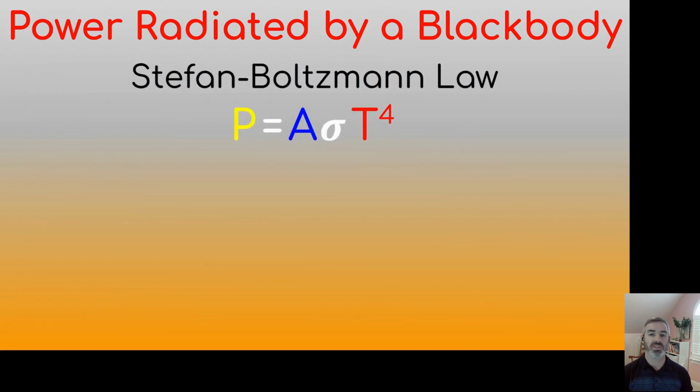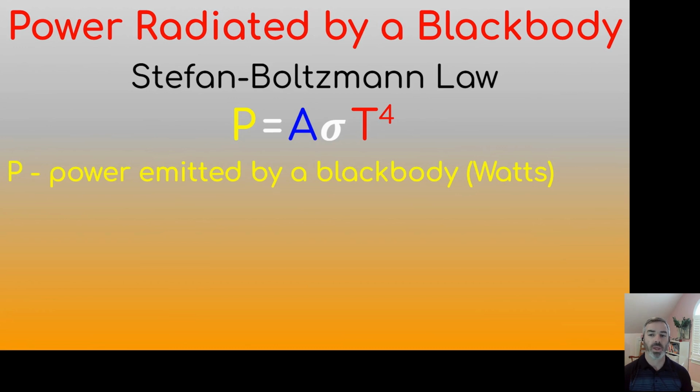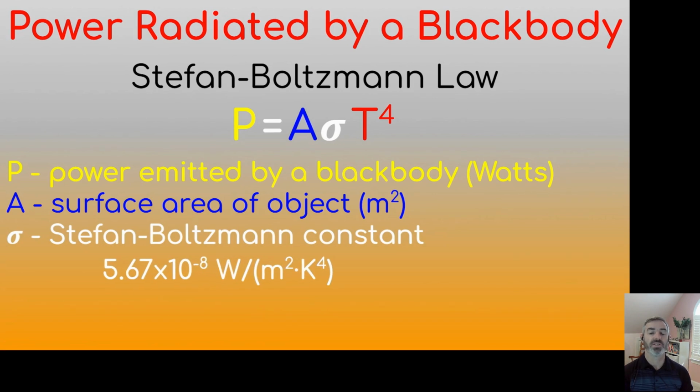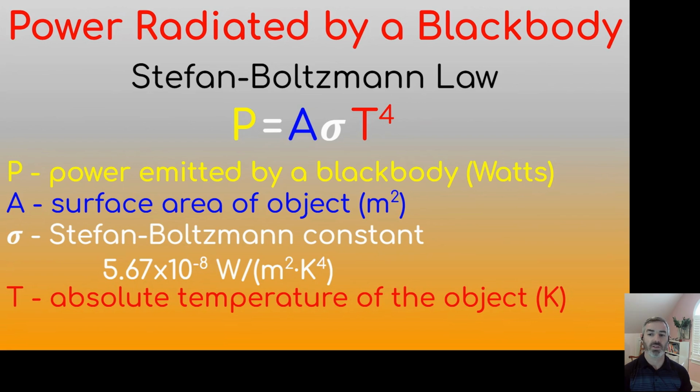Now, to calculate the power that's radiated by a black body, we're going to use the Stefan-Boltzmann law, which is this equation. The capital P stands for the power emitted by the black body, measured in watts. A is the surface area of the object in meters squared. The lowercase sigma is the Stefan-Boltzmann constant, which is 5.67 times 10 to the negative 8 watts per meter squared Kelvin to the fourth. And T to the fourth, capital T, represents the absolute temperature on the Kelvin scale. So that value is measured in Kelvin.